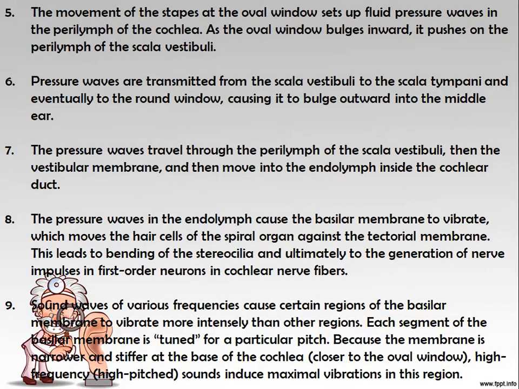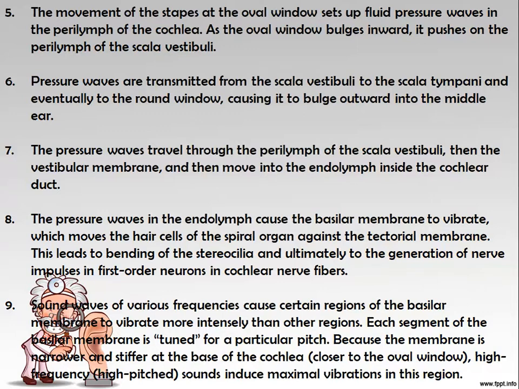Fifth, the movement of the stapes at the oval window sets up a fluid pressure wave in the perilymph of the cochlea. As the oval window bulges inward, it pushes on the perilymph of the scala vestibuli. Pressure waves are transmitted from the scala vestibuli to the scala tympani and eventually to the round window, causing it to bulge outward into the middle ear.